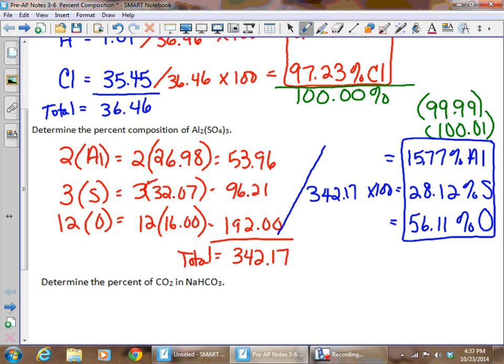Once again, you can add this up, and if you add this up, you'll see that it comes out to be exactly 100.00 for our total percentage value, which it should.